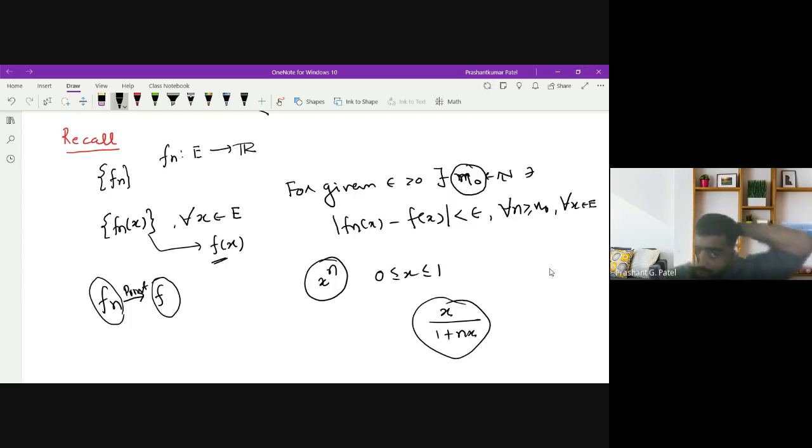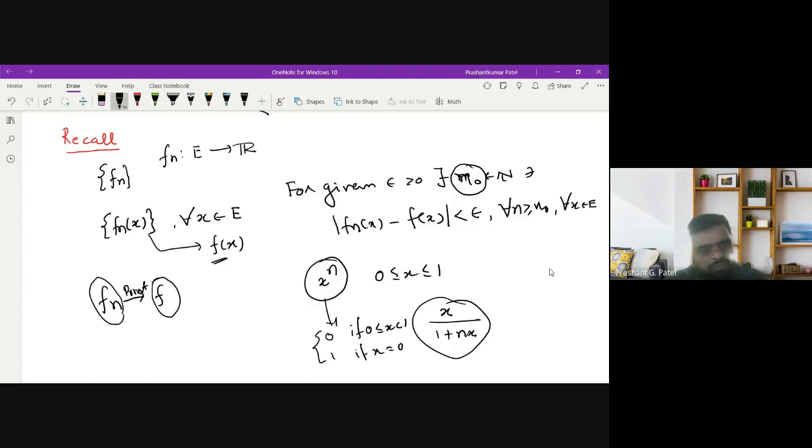For continuity, I already gave the example. x^n on the interval 0 to 1 converges to the function 0 if x is between 0 and 1, and to 1 if x is equal to 1. Each x^n is a continuous function, but its limit function f is not continuous at x equal to 1. So under pointwise convergence, continuity is not preserved, as we have seen in this example.